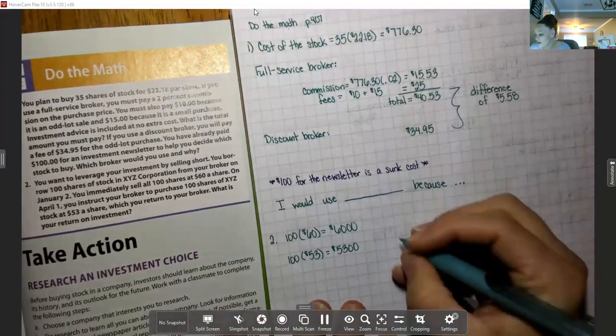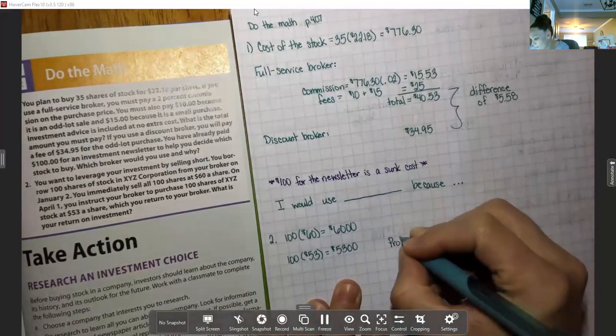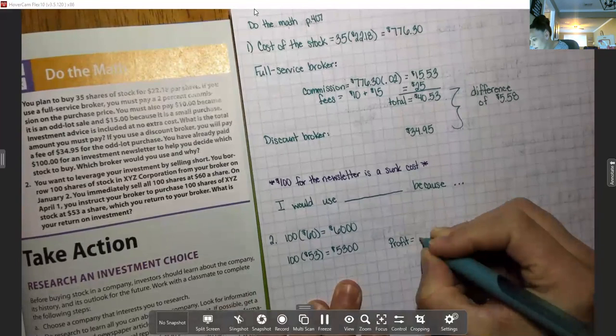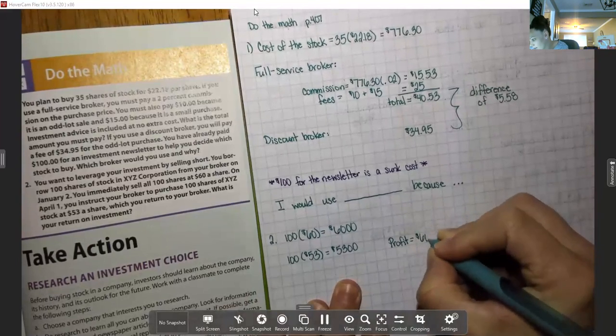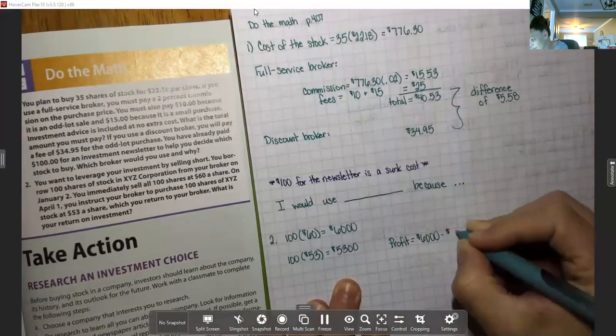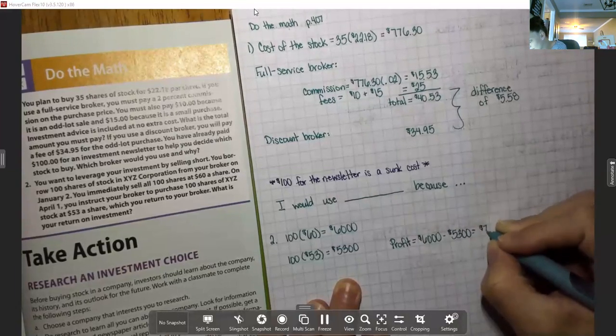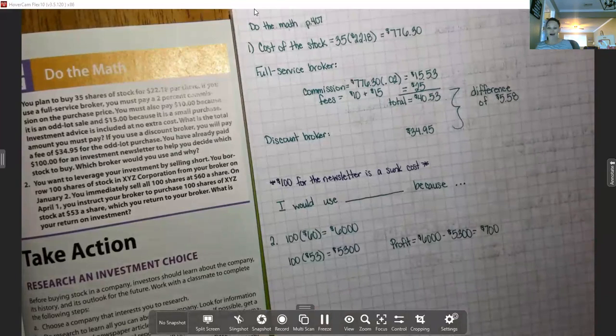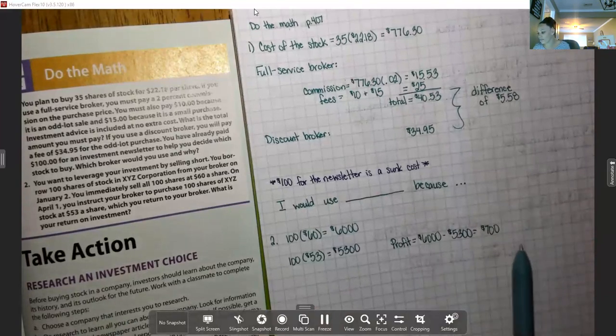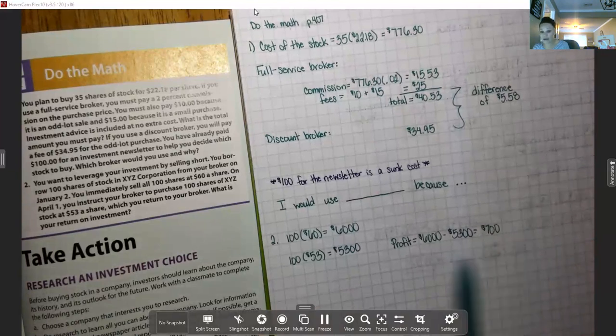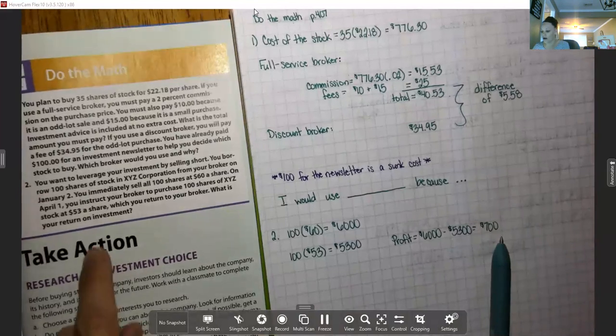So here your profit is 6,000 minus the 5,300, is $700. It doesn't tell us if there's any kind of fees or anything going on in there maybe, but in this scenario, without any fees, the profit would be $700.